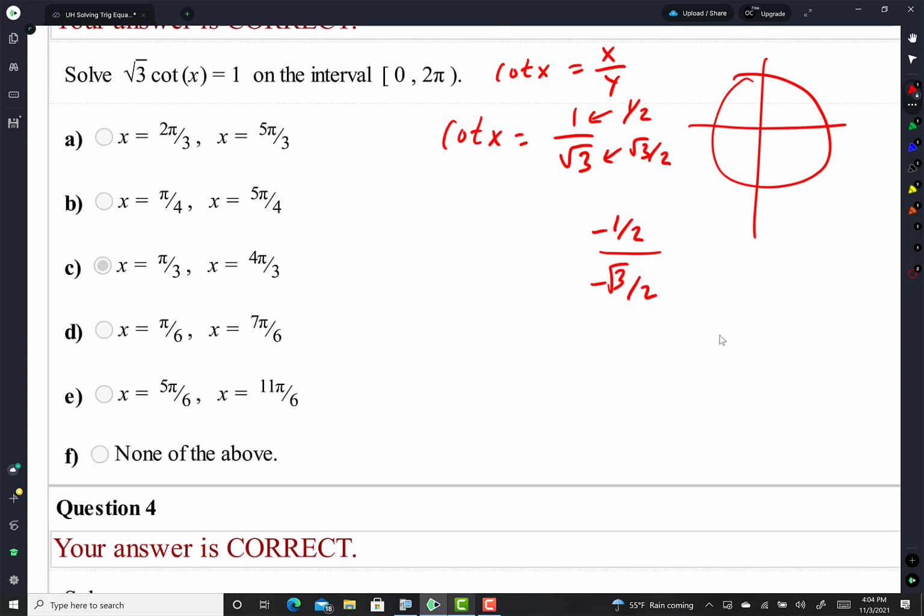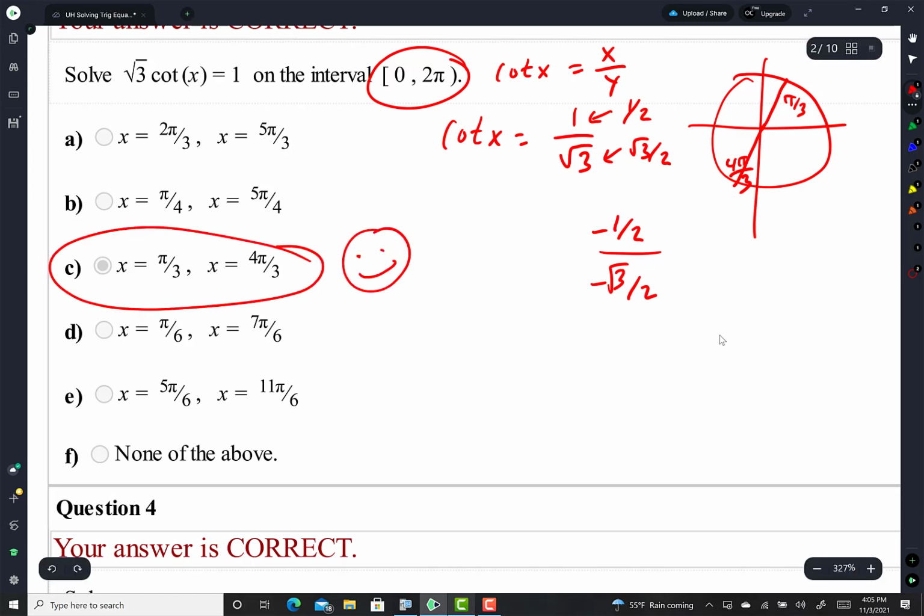So on the unit circle, that happens when you are here and there. So what is that coordinate? That coordinate is pi over 3, and this one here is 4 pi over 3. I'm looking between 0 and 2 pi specifically, so pi over 3 and 4 pi over 3.